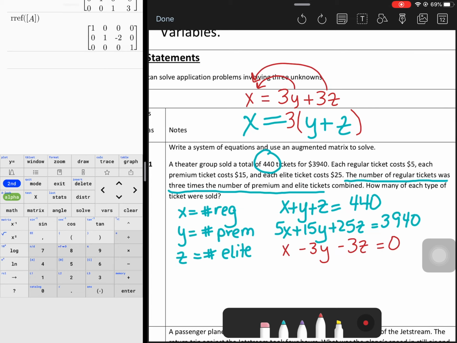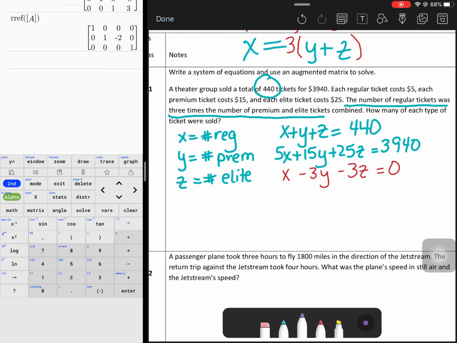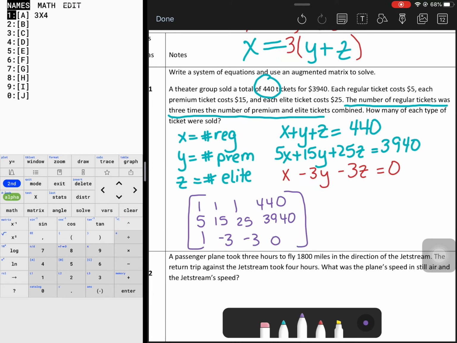Now we are going to put this into our augmented matrix, and then we are going to solve it using our calculator. So we have 1, 1, 1, 440 by using the coefficient of each variable. Then 5, 15, 25, 3,940. Then we have 1, -3, -3, 0. On your calculator, you will go to matrix. Go over to edit by using the right button and press enter. It is the 3 by 4, so press enter twice.